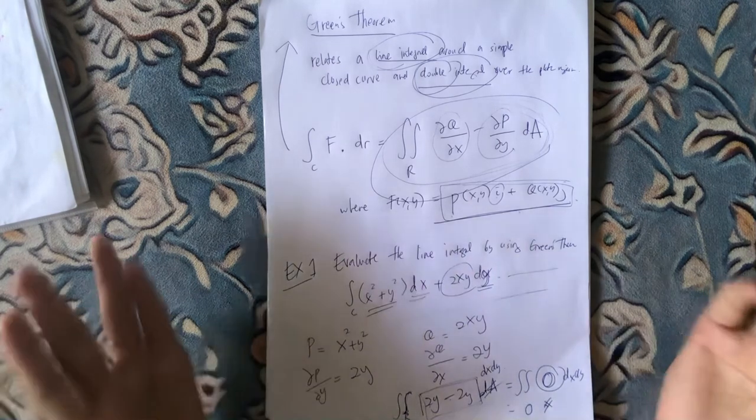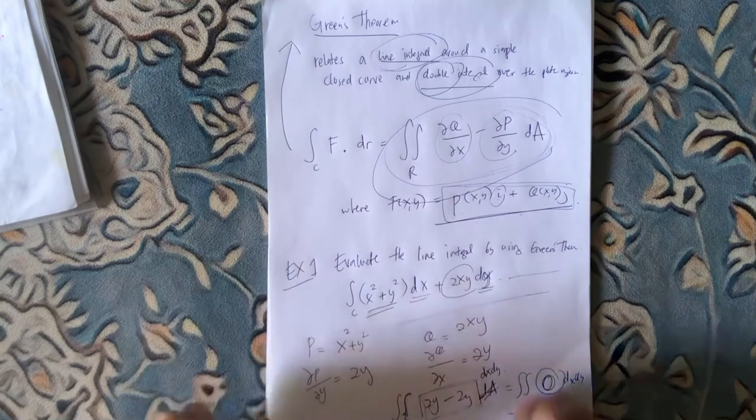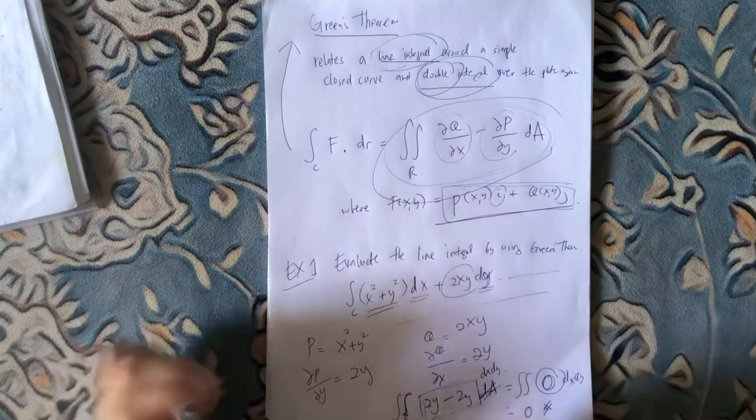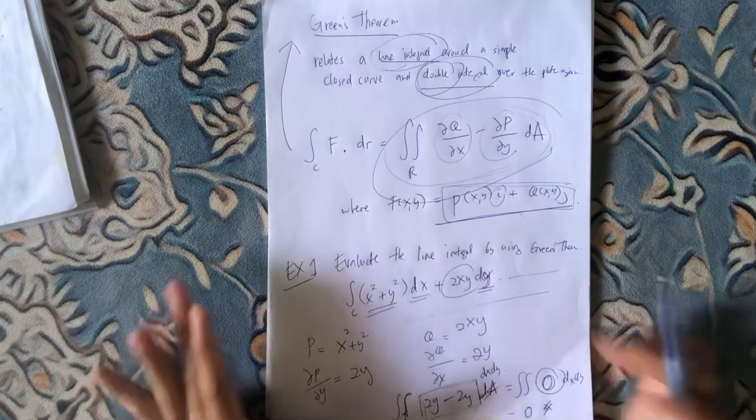So it's easy and simple, right? You just take your P and Q from the question, differentiate them, and then substitute back into the formula, then you will get the answer. Okay, so I give you another example.